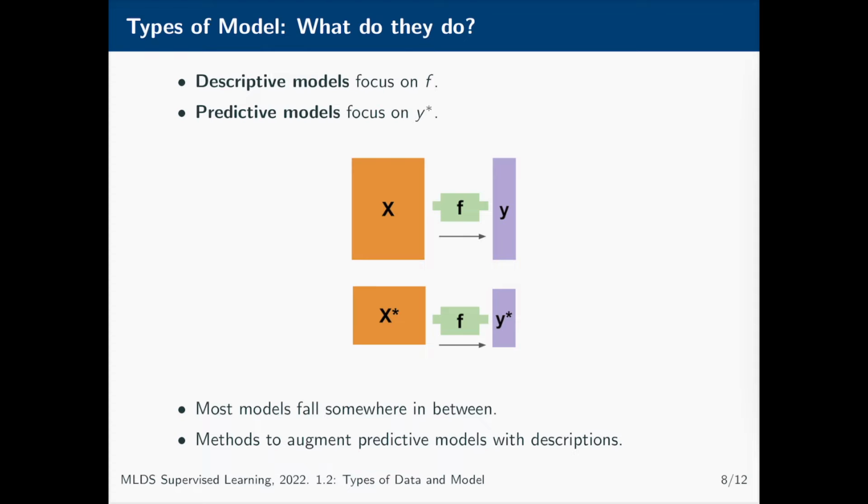There are additionally some methods that you've already encountered in the ethics course, which augment predictive models in order to provide them with descriptions. So you can have meta models that are descriptive on top of a predictive model.